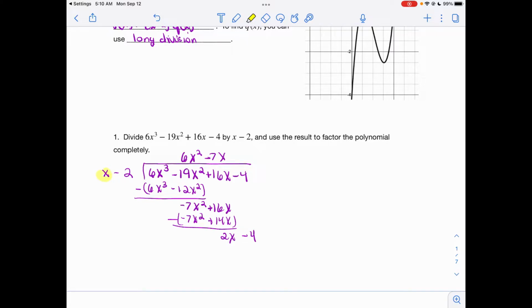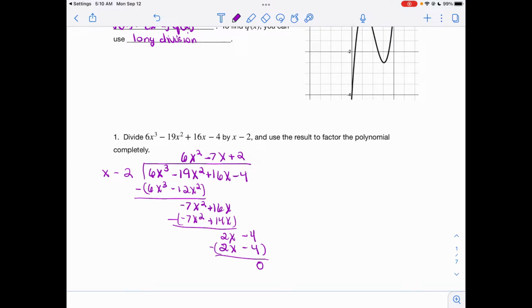What can I multiply x by so that it's equal to 2x? Well, I can multiply that by a positive 2. So 2 times x is 2x. 2 times negative 2 is negative 4, and then subtract that, and I get 0. So that's our q of x that we were trying to find. Our q of x is 6x squared minus 7x plus 2.